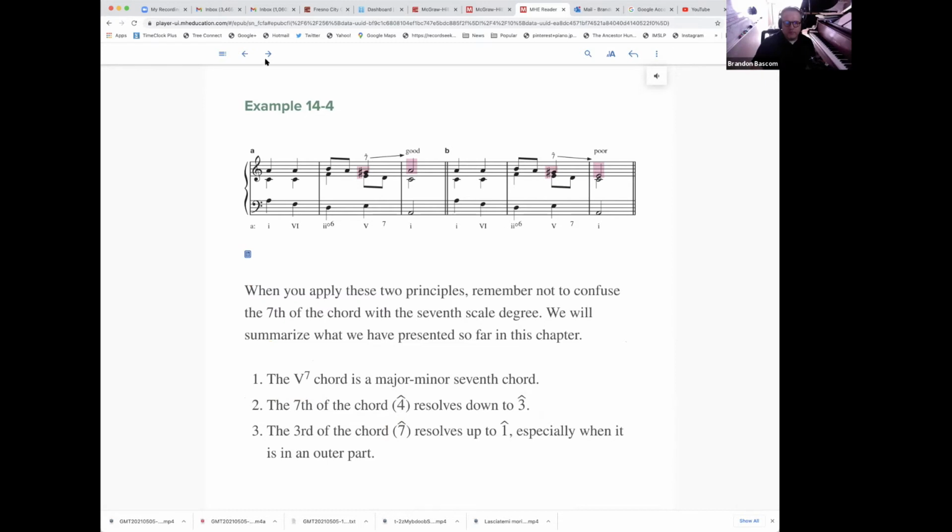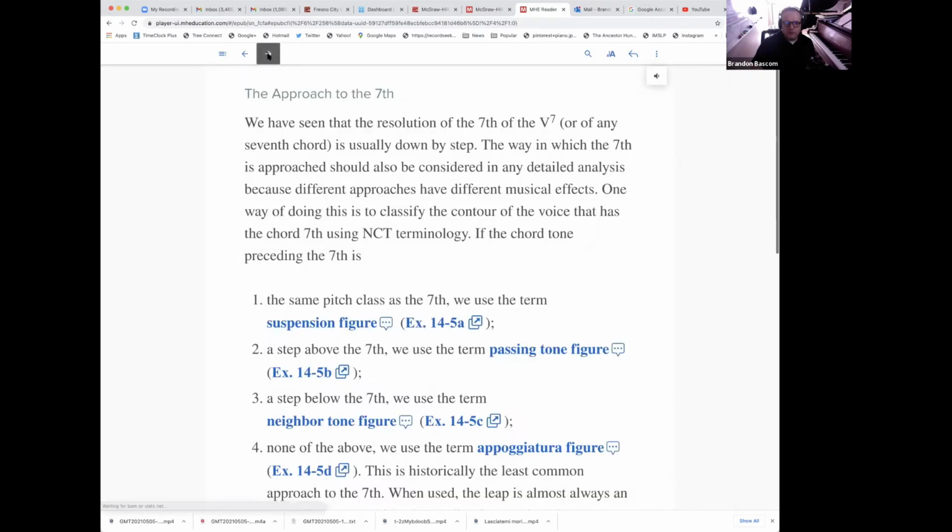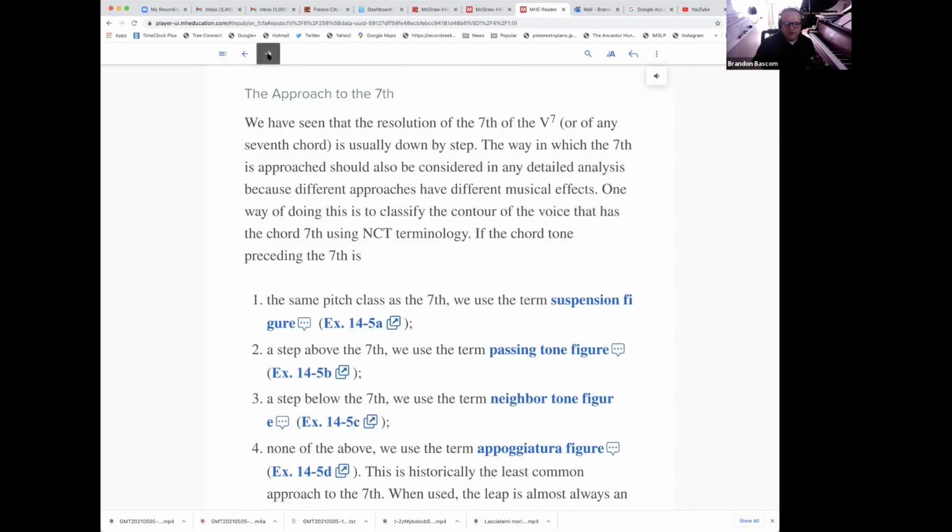All right. The approach to the 7th. We've seen that the resolution of the 7th, of the dominant 7th, or any 7th chord, is usually down by step, Fa to Mi. The way in which the 7th is approached should be considered in any detailed analysis because different approaches have different musical effects.